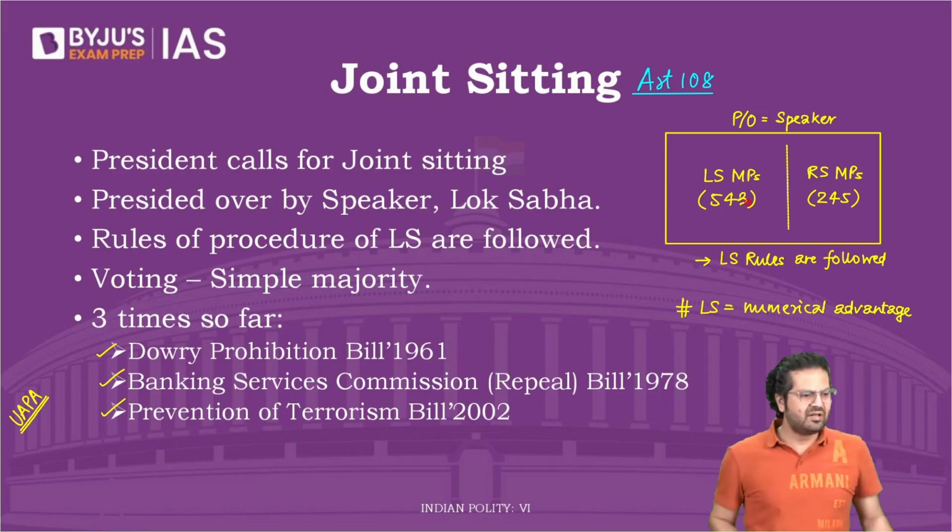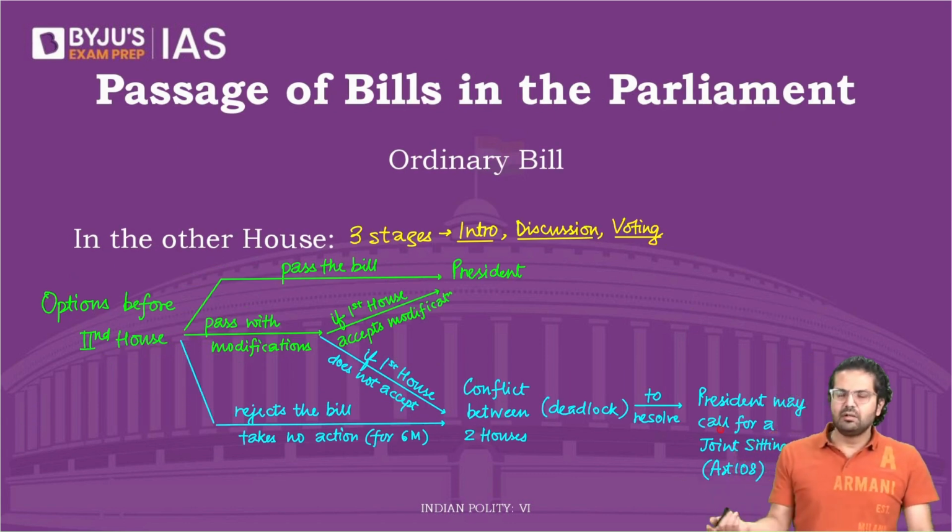If the second house rejects the bill and a joint sitting is not called, then nothing happens. If a joint sitting is not called here, no problem. The bill is pending forever. Hundreds of bills are pending forever. Simple. If a joint sitting does not happen, then nothing happens to the bill. Clear?